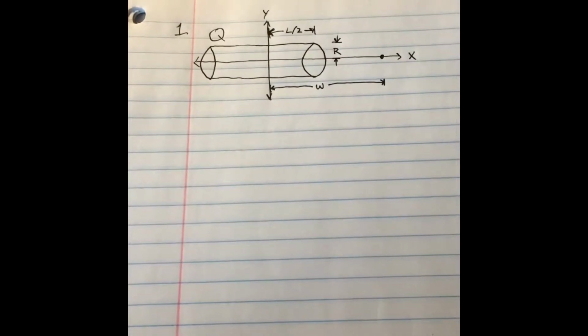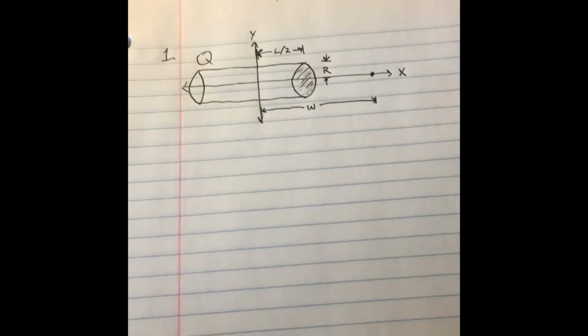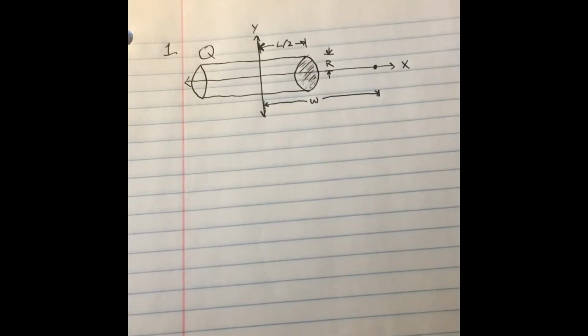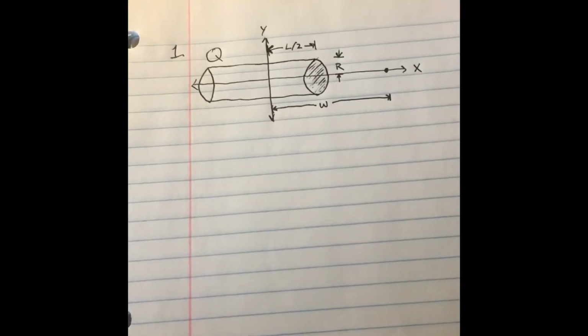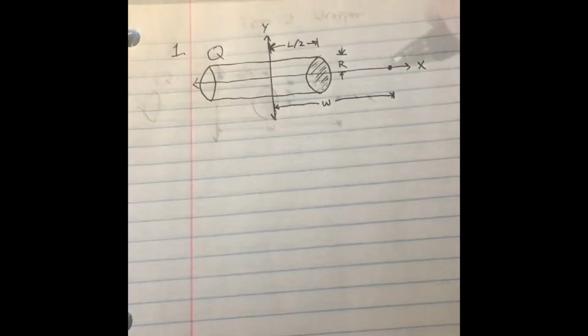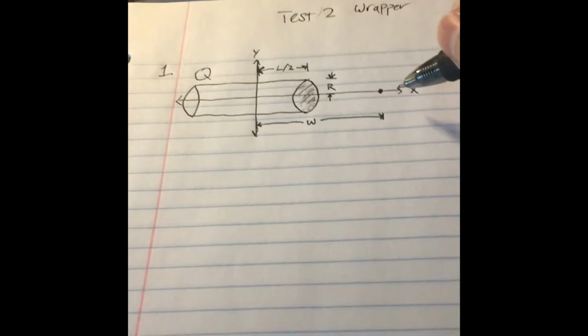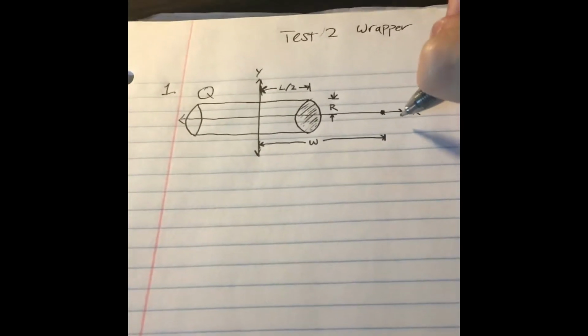I will be doing problem number 1 from exam 2. Here, we have a thin-walled, hollow circular glass tube, open at both ends, with a radius of r and a length of l. It is centered at the origin, and the axis of the tube lies along the x-axis. We want to find the electric field due to the hollow tube at a point here at a distance w from the origin.